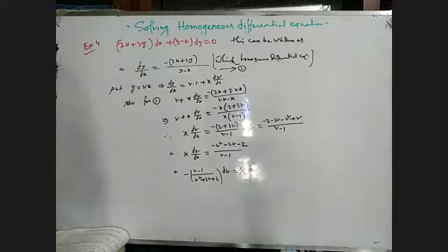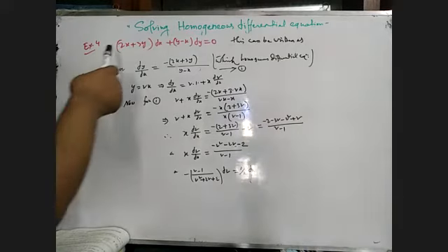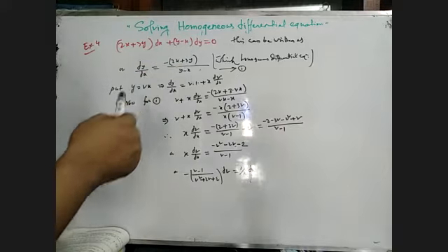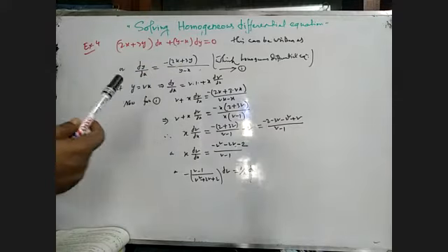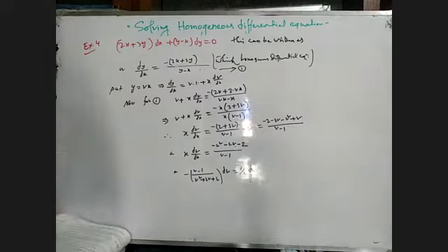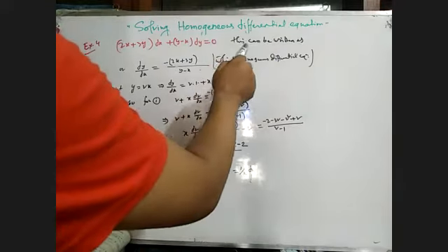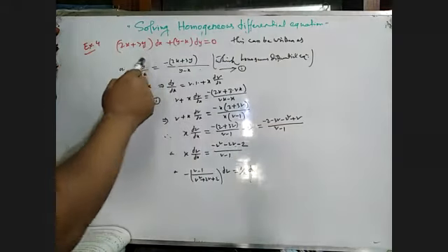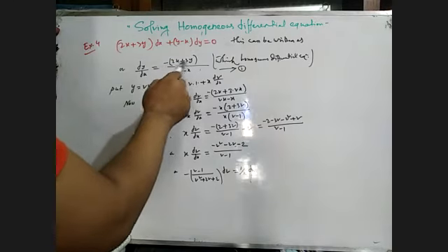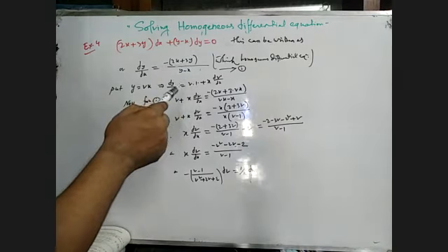Now example 4: (2x plus 3y) dx plus (y minus x) dy equals 0. This is an example from an Outline series by the writer Frank Ayres. This differential equation is first order and first degree, and also homogeneous of degree 1, because it can be written like this.